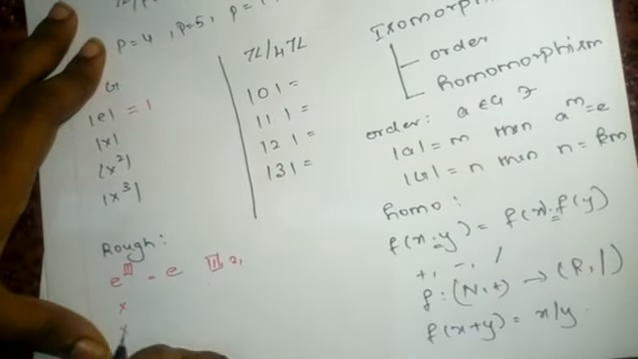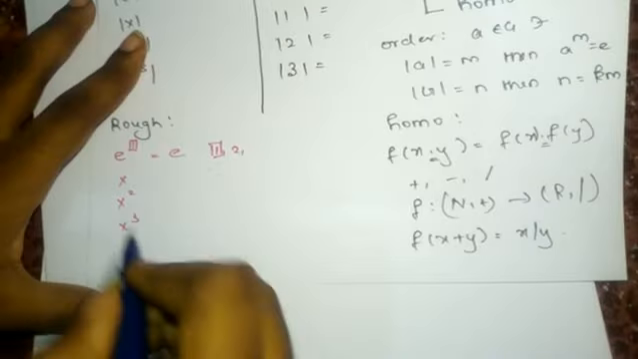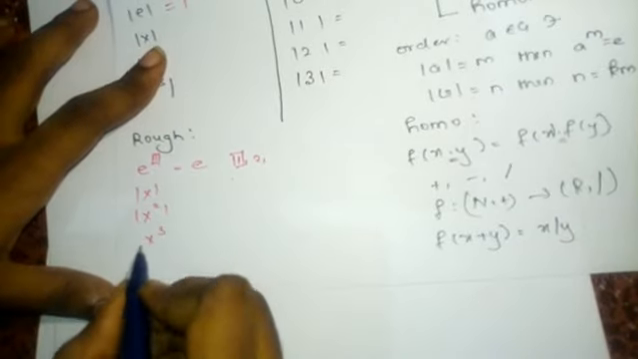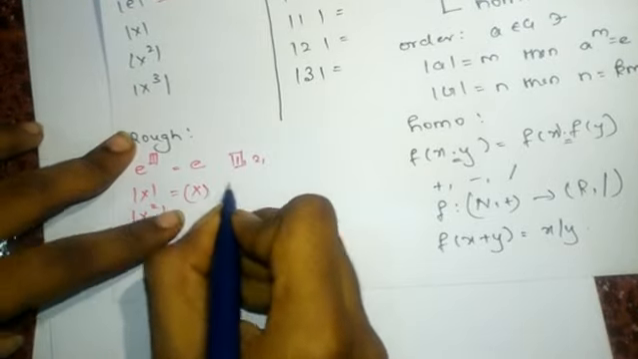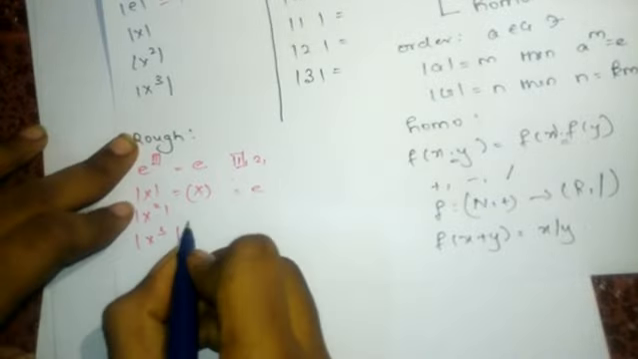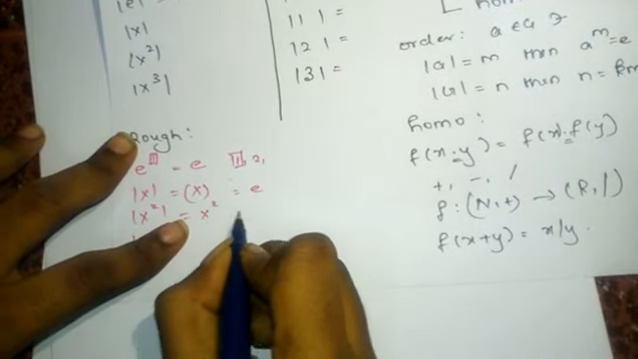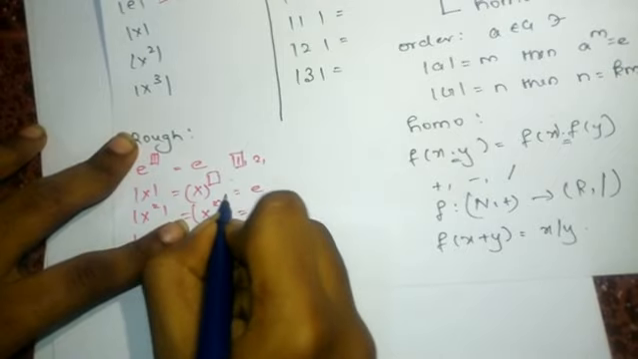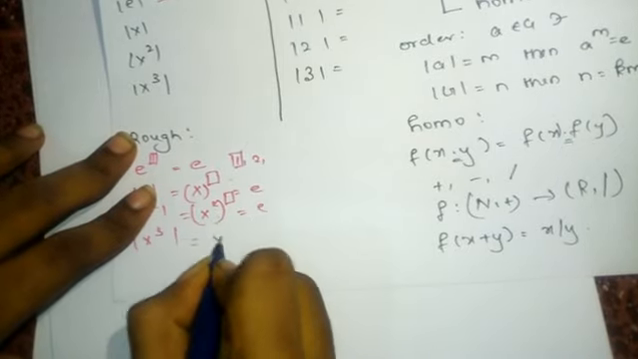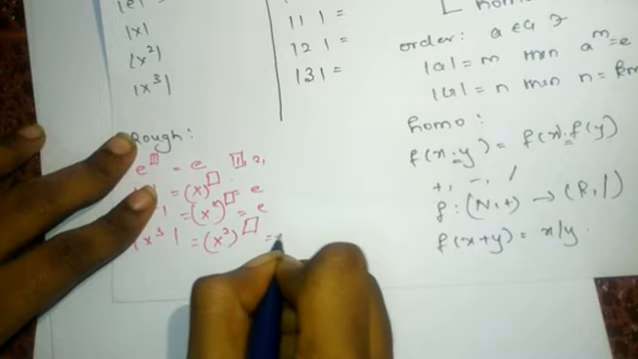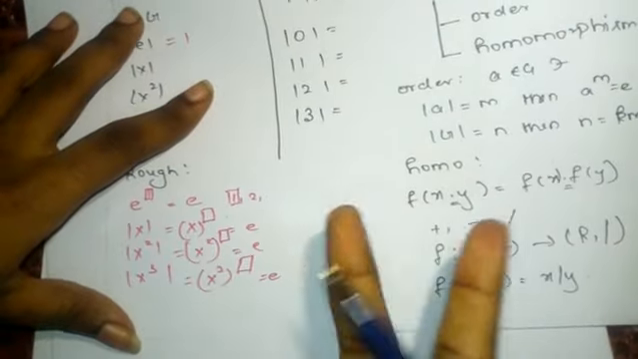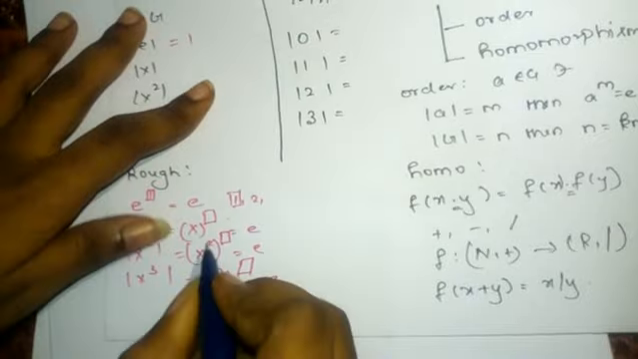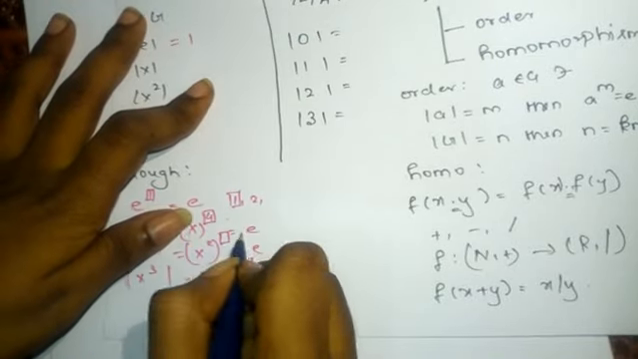And x, x square, x cube. For x, I'm going to find the power in such a way that I get e. Similarly for x square, and similarly for x cube. Since the order of G is 4 and x power 4 is e, x power 1, x power 2, x power 3 cannot be e. So I'm going to put power 4 because x power 4 is e.